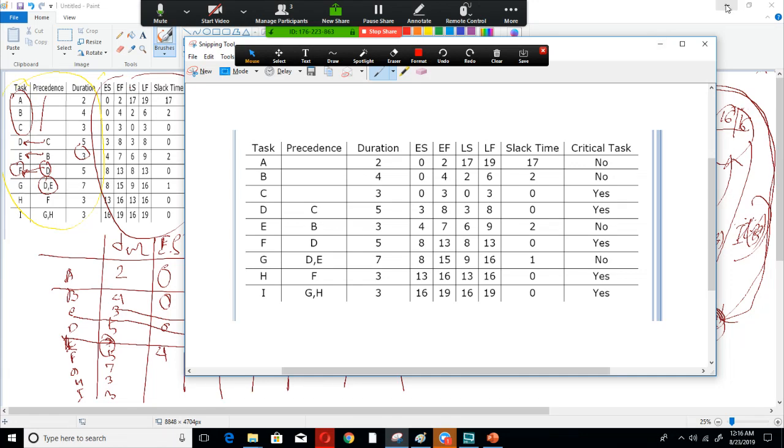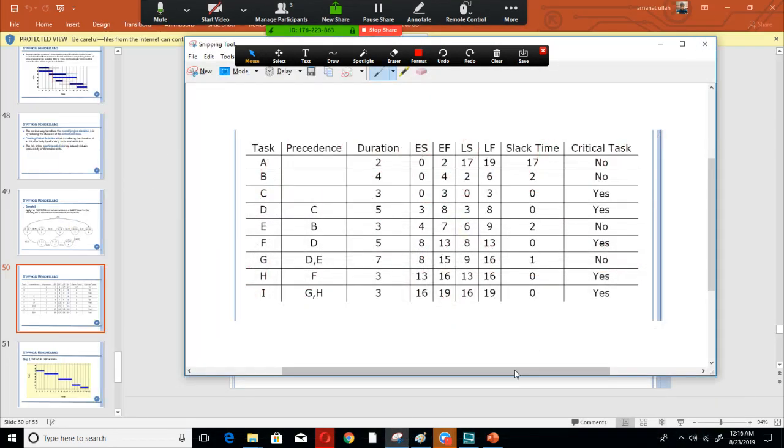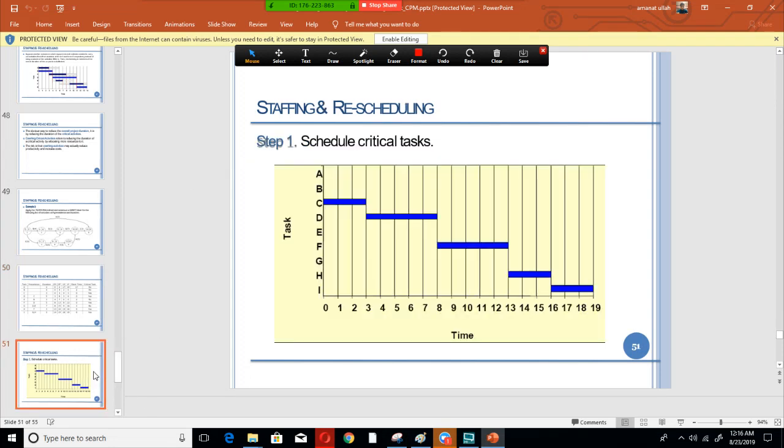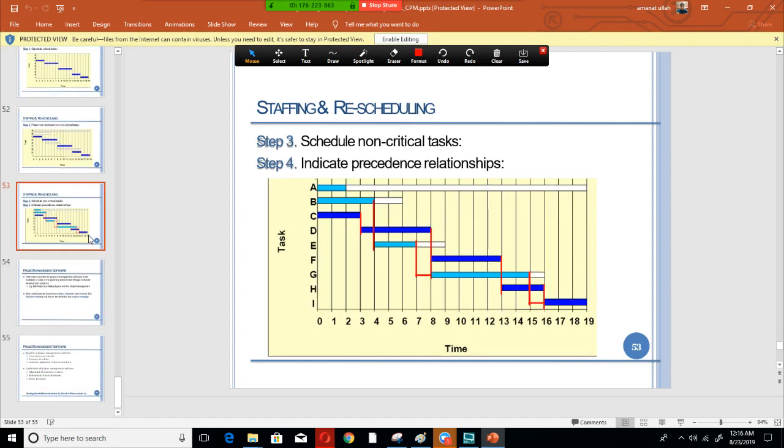Okay, I already have the screenshot. Now let us move on to the next slide. So how do we draw the Gantt chart for this? Okay, it's really easy.